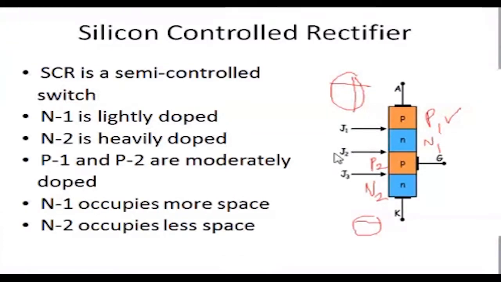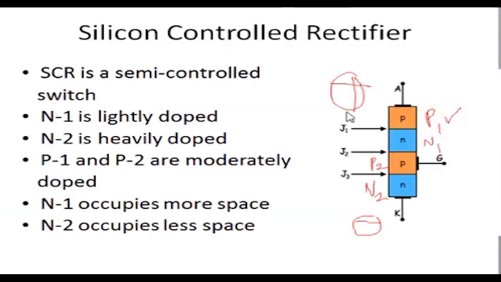Therefore, what is the condition of J1, J2, J3 when the SCR is forward biased? What do we mean by forward biased? Forward biased means the anode is connected to the positive terminal of the battery and the cathode is connected to the negative terminal of the battery. Then I can say that the SCR is forward biased. When the SCR is forward biased, junction J1 is forward biased, J3 is forward biased, and J2 is reverse biased.